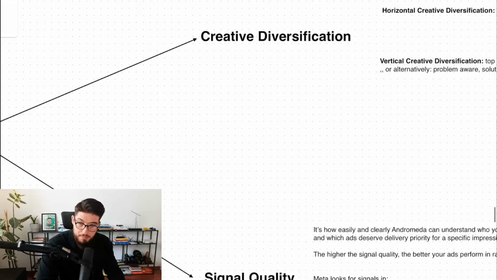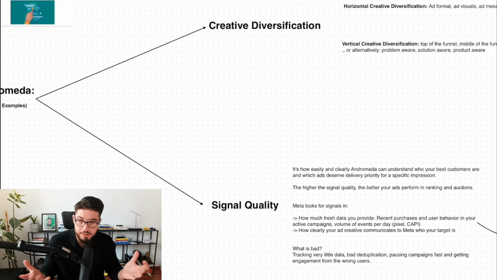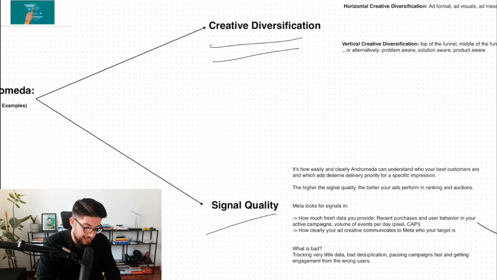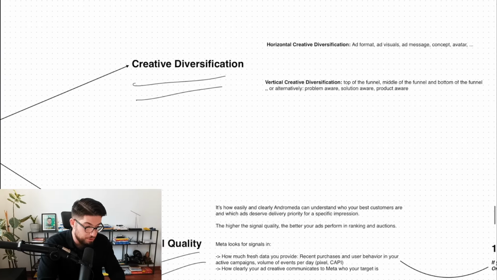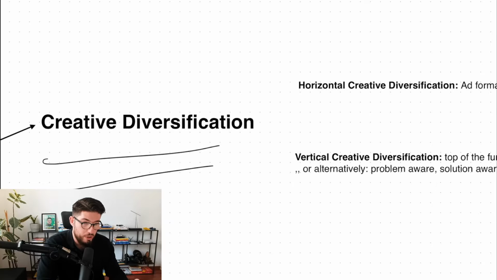But guys, the main thing, if you read about Andromeda, and if you've seen some of the videos or just about the article and the new algorithm, the change in delivery and retrieval, it's creative diversification and signal quality. So let's break them down for you. Now, when it comes to creative diversification, my approach is there are two types of diversification.